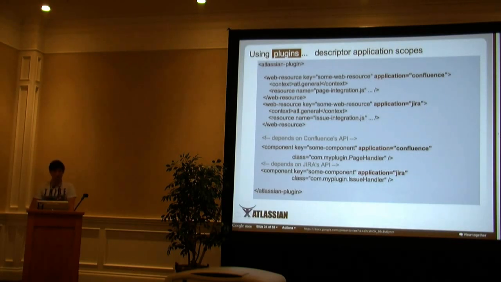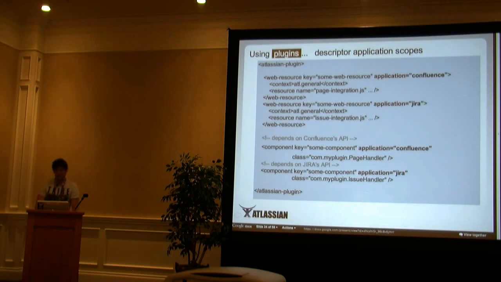So up the top, we've defined a couple of web resources. They're both bound to the ATL general context, so they're going to be included in every single view of the application other than the admin screens. But the first one is pageintegration.js, which is purely for interacting with the Confluence UI, maybe adding some sort of widget. And the second one, issue integration, is purely for interacting with the Jira UI. So we don't want the Jira one to load in Confluence and vice versa. So the way we do this is just by scoping it with that application attribute, and it's really simple. Once you've added that, the actual module itself, the web resource, isn't even considered by the plugin system when it's first loaded. So you don't end up with it rendered in your page views.